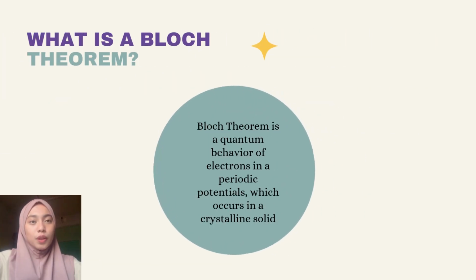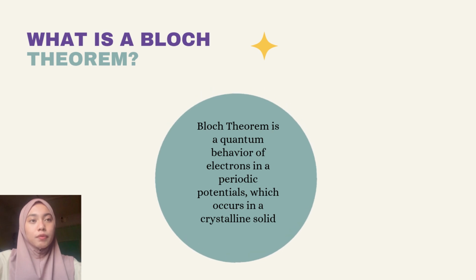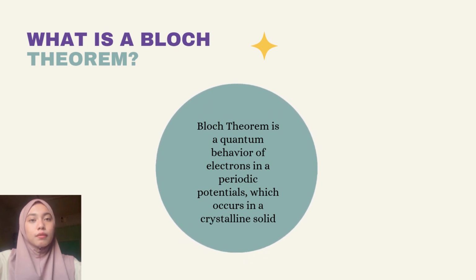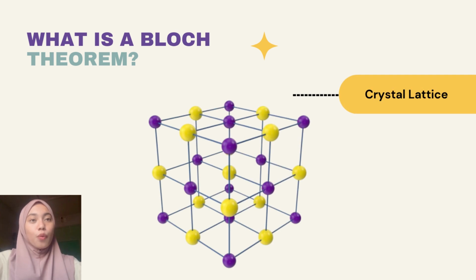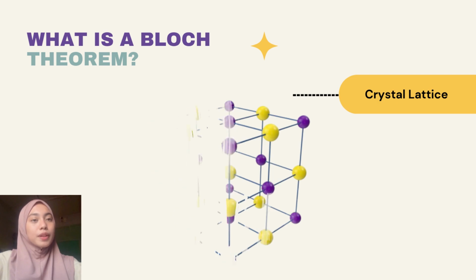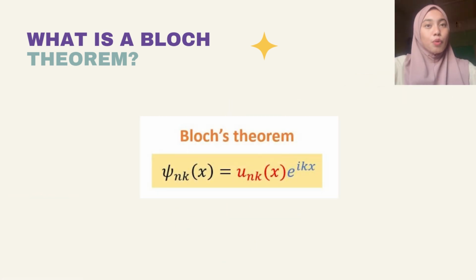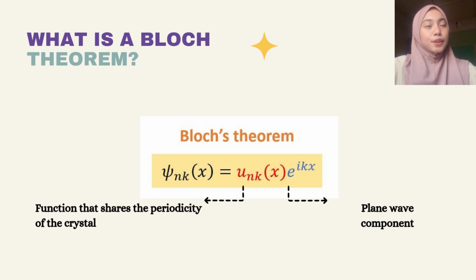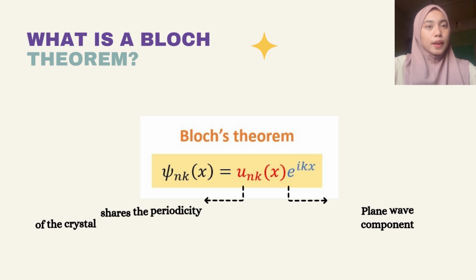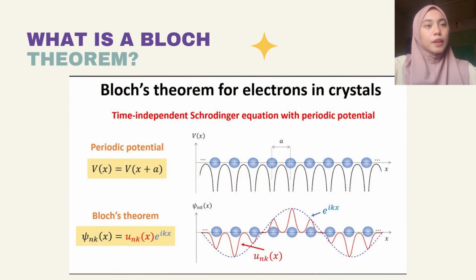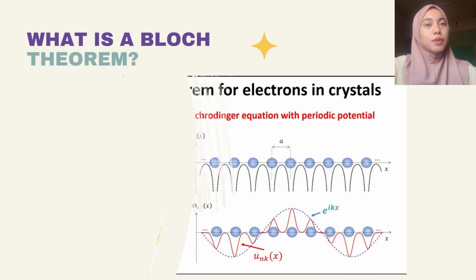Bloch theorem is a quantum behavior of electrons in a periodic potential which occurs in a crystalline solid, the materials where atoms are arranged in a repeating ordered structure called a crystal lattice. In the lattice, Bloch theorem tells us that the electron's wave function can be written as ψ(r) = e^(ik·r) u(r), where the right hand side is a plane wave component and a function that shares the periodicity of the crystal. This form shows that the electron retains wave-like behavior while being influenced by the periodic structure.